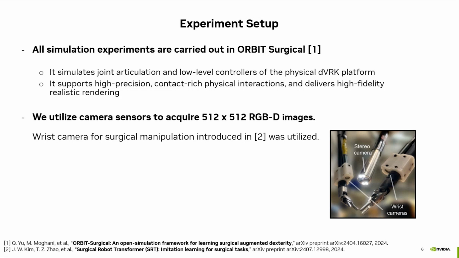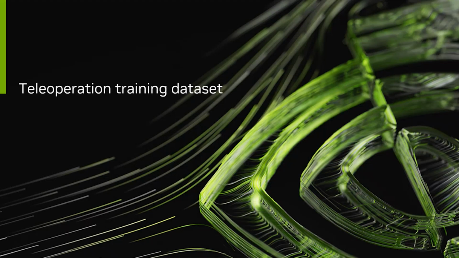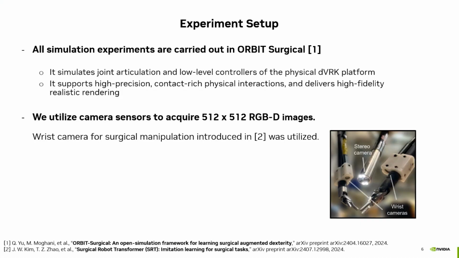Also, one of the great things about Orbit Surgical or Isaac Lab is that it provides high fidelity rendering, so we can tap into the best rendering algorithms in Omniverse, which is crucial to develop vision-based algorithms, right? For the visual data, we use camera sensors to capture 512 by 512 pixel RGBD images, which means color and depth information, right? And we also use a wrist-mounted camera to mimic the surgeon's view when doing the surgery. Okay, so this is the experiment setup.